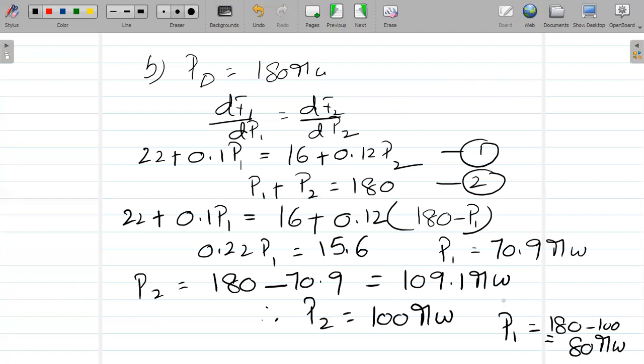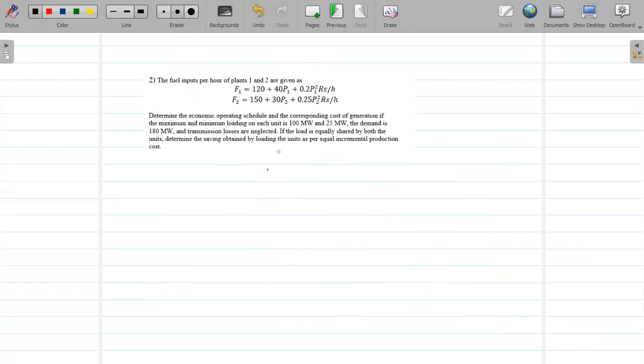So like that, when you solve the problem using economic operating schedule and constraints are given, you have to check the constraints also, whether they are within the limit or not. So next we consider another example.